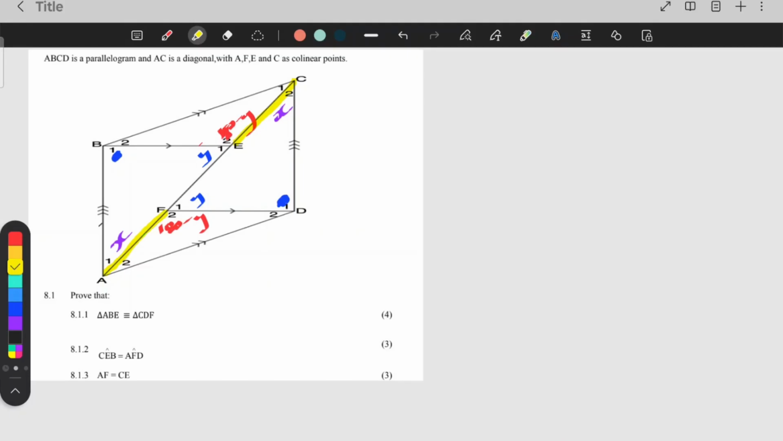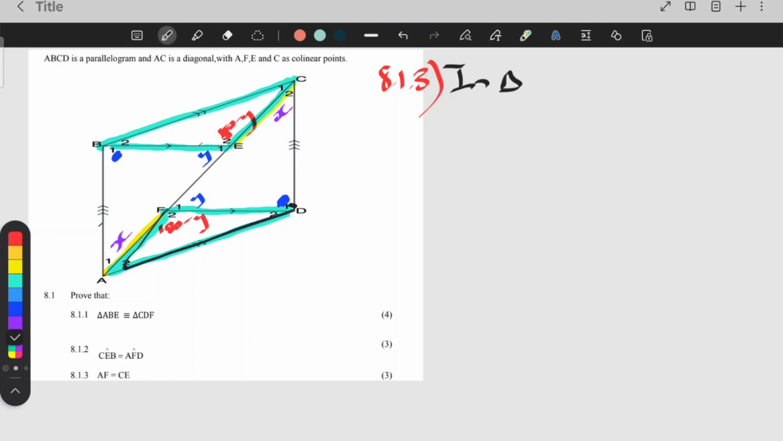Okay, so to prove that sides are equal, you can use congruency. So I'm going to prove congruency in triangles. So I want FA to be in the triangle. So let's use a lighter color. So I'm going to use this one. So that triangle over there. And I want CE to be in a triangle. So let's use that triangle over there. Okay, so now I'm going to start there. Let's write 8.1.3. So the bottom triangle here, let's use that one, FAD. And triangle BCE.